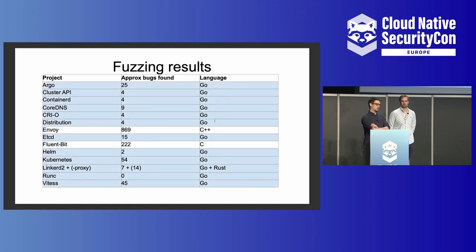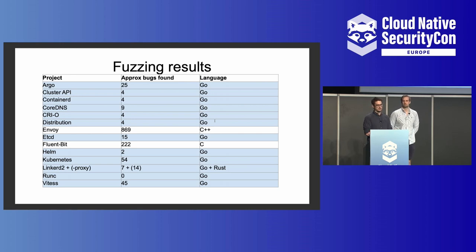We then have all of the Golang projects here, and you can see that the numbers are quite a bit lower. But this is also a reference to them not being as mature in their fuzzing approach as the two other projects that I mentioned here. But these are the numbers that you can expect. And in a sense, it also goes to show there will be work involved here.